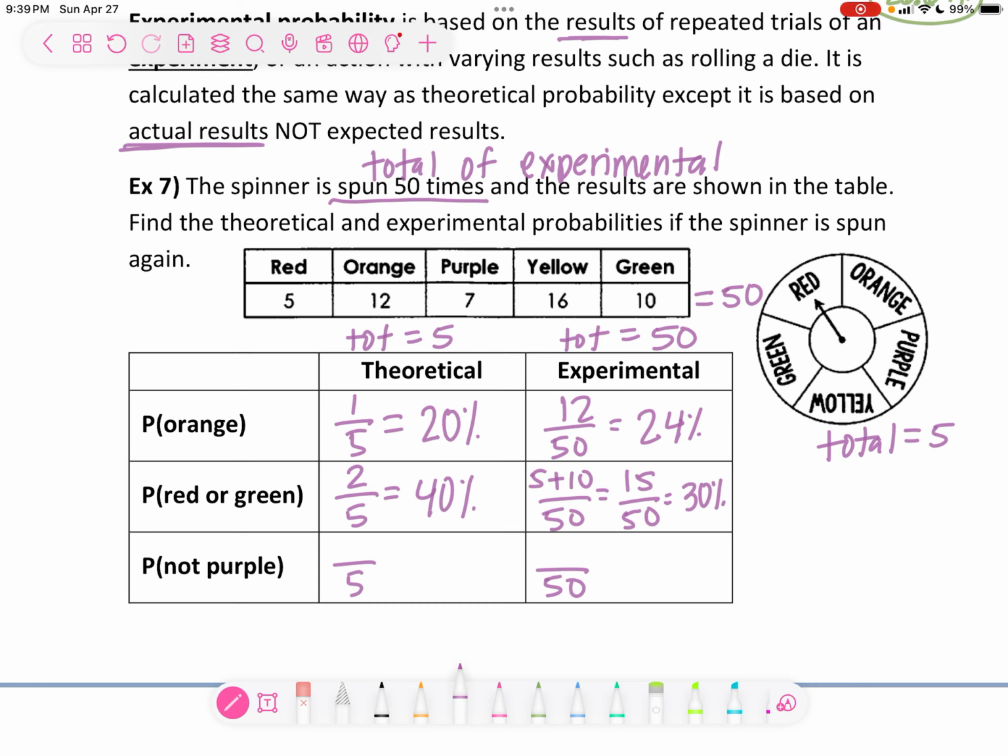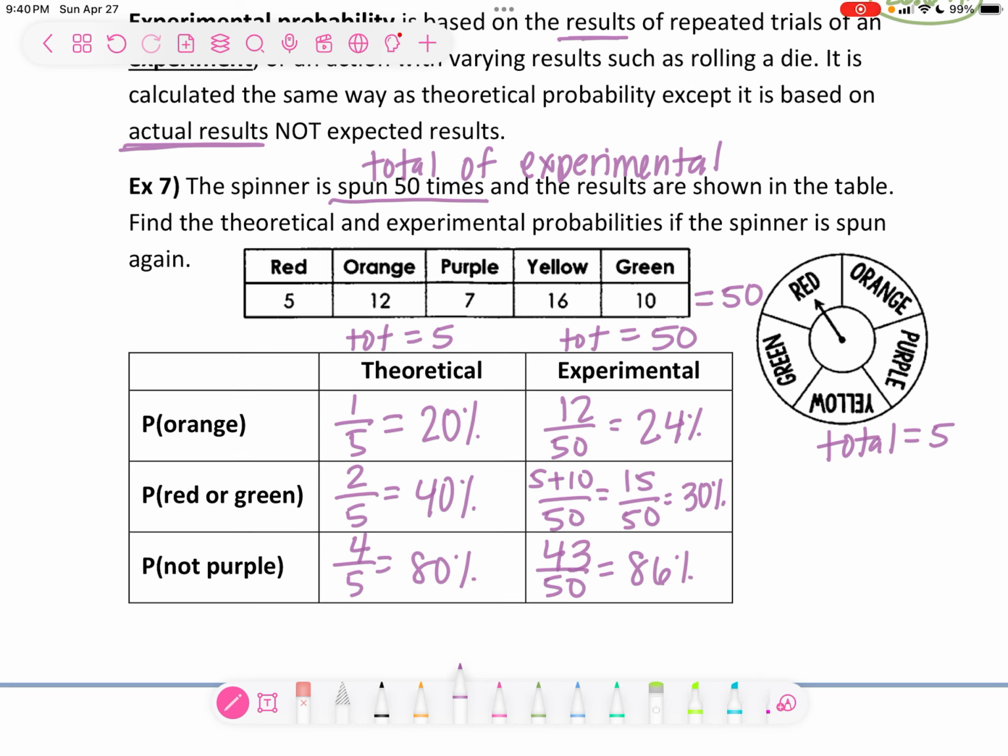Probability of not purple. Theoretical on the spinner, not purple is everything else. Here's purple, so not that. So that's 1, 2, 3, 4. 4 out of 5, which is equal to 0.8 or 80%. Whereas for not purple on the actual results, ignoring the 7, we have 12 plus 5 plus 16 plus 10. In my head, I can actually subtract 7 from 50 faster, so I know it's 43. So that's 43 that are not purple, and if you divide that, you get 0.86. That's 86%.